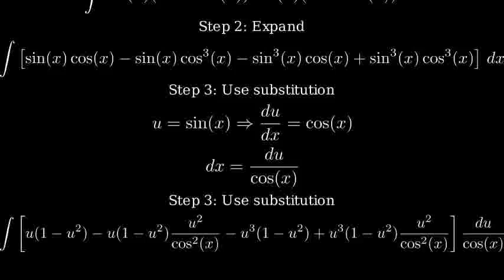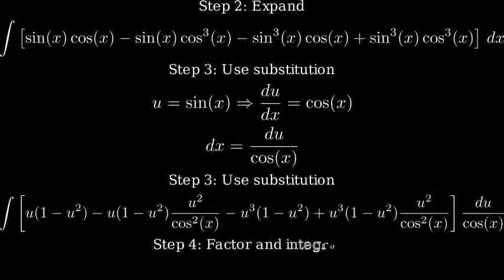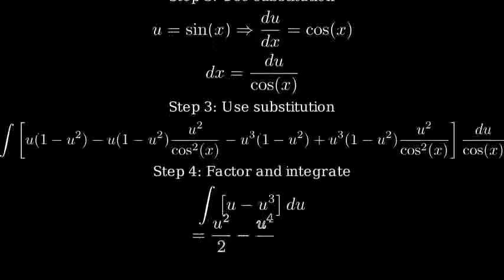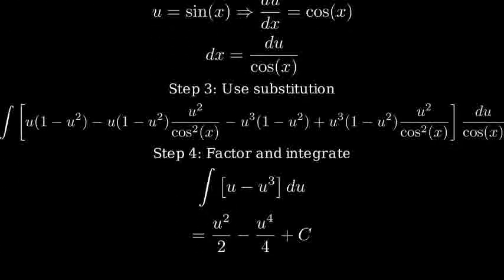This still seems daunting, but notice that we can factor and cancel several expressions to simplify. After distributing and canceling, we're left with just a few straightforward integrals: the integral of u and minus u cubed. Integrate the simplified result with respect to u. Finally, substitute back u equals sine of x to express the result in terms of x only.